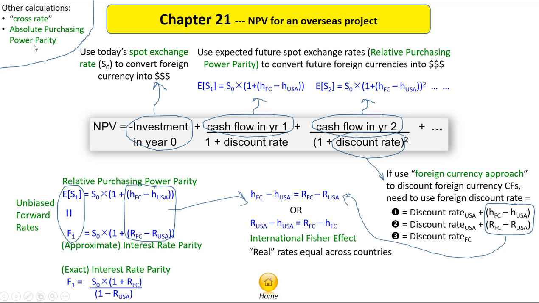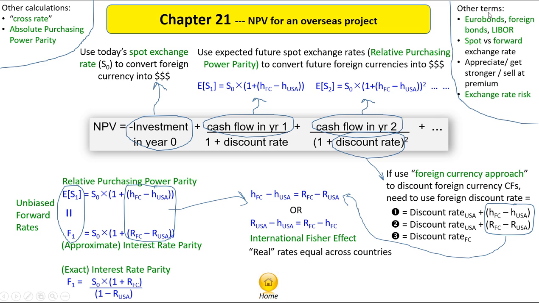Then other calculations we did in chapter 21 was calculating the cross rate, or the implied exchange rate between two foreign currencies, when we know the exchange rate between each of the foreign currencies and the US dollar. We also had the absolute purchasing power parity, which calculates the price for a specific commodity, let's say a burger or a laptop, in a foreign country when you know how much it costs in the United States and when you know today's spot exchange rate.